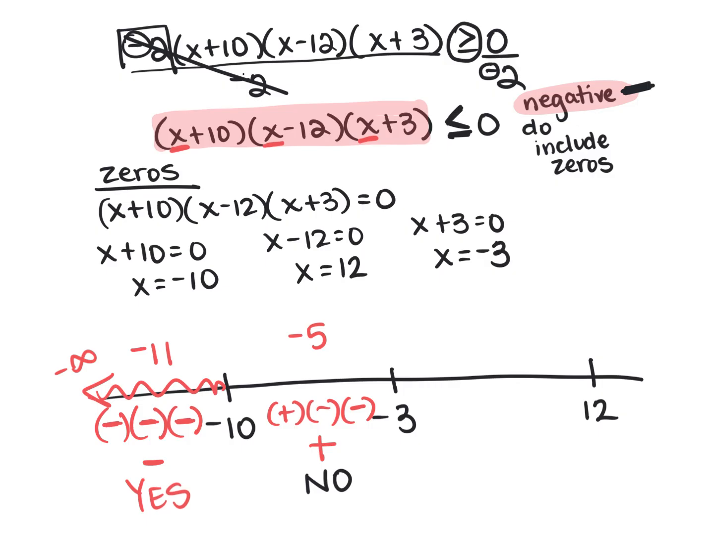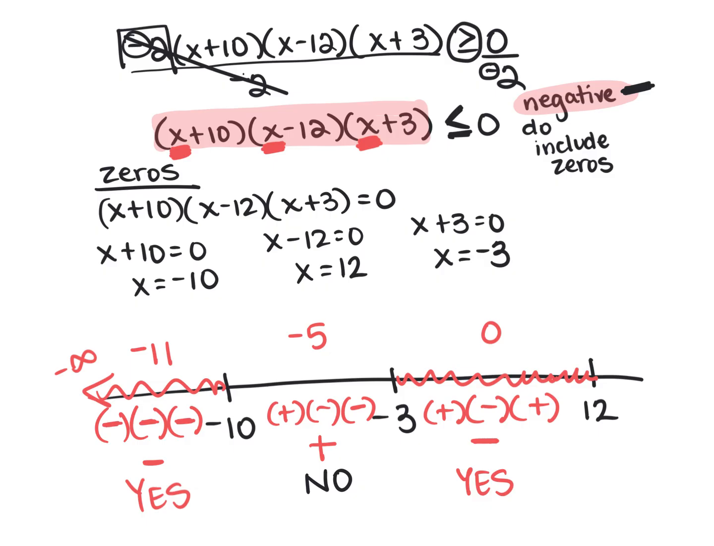So we keep going. Between negative 3 and 12, 0 is a great option. And I'm plugging these in up here at these underlined x's. So 0 plus 10 is positive, 0 minus 12 is negative, and 0 plus 3 is positive. So I have that odd negative out, so that is a negative. So this one will be a yes, so that my solution does include that section of values.